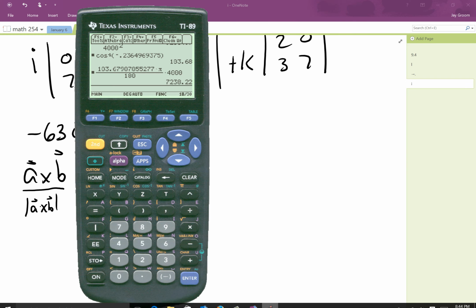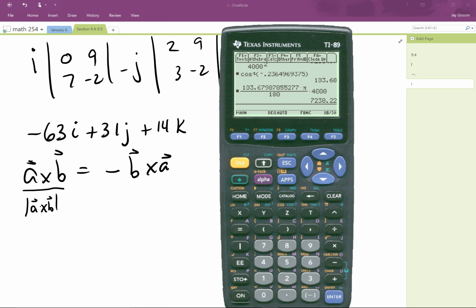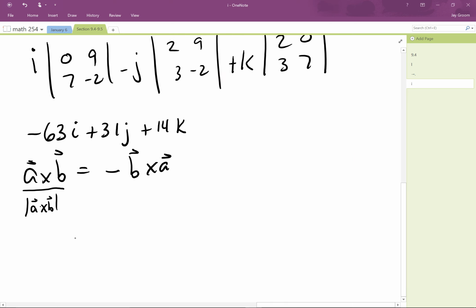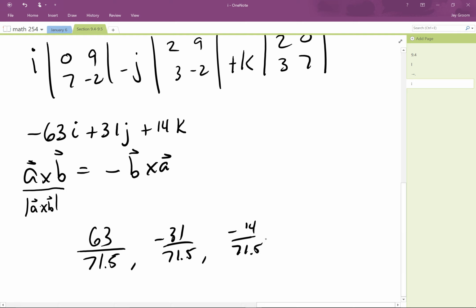Now, I'm going to find the magnitude of my vector here, maybe. 63 squared plus 31 squared plus 14 squared. 71.5. So A cross B was actually 63 divided by 71.5, negative 31 divided by 71.5, and negative 14 divided by 71.5.